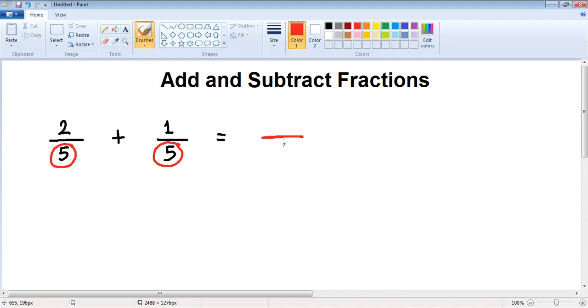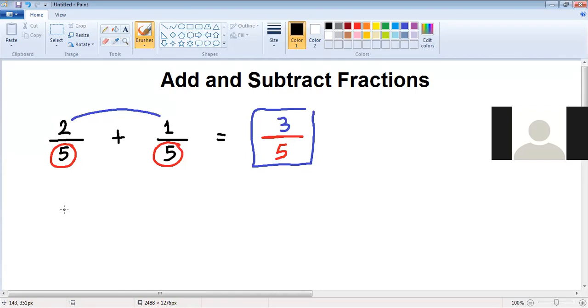So I have to write 5 again in the place of the denominator. Then all I need here is to add the two numerators, 2 and 1. 2 plus 1 is 3. This is the answer, 3 over 5. Firas? Yeah. Did you understand?